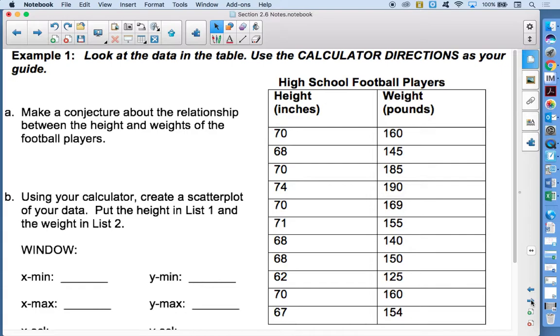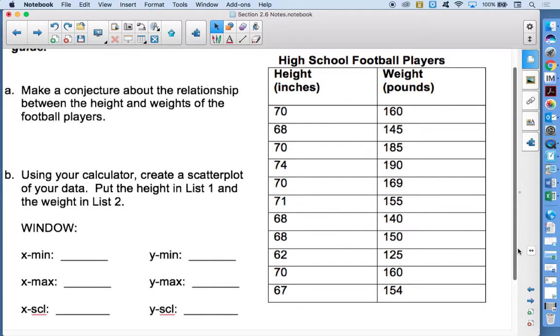So we have a T-chart here, or a table, dealing with the height and the weight of high school football players. There are 11 football players in this list, so we could do something for 100. I don't even know how many football players are on the football team. 60? But we could make a graph for all 60, but that would be a lot of data to insert into the calculator. So we have 11 players here. And the first thing that it asks you to do before we calculate anything is to make a conjecture.